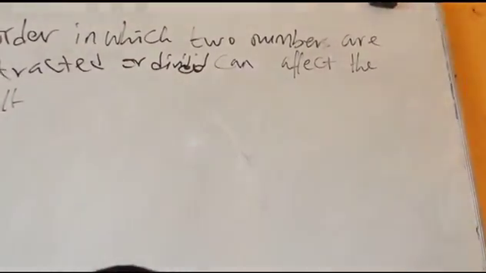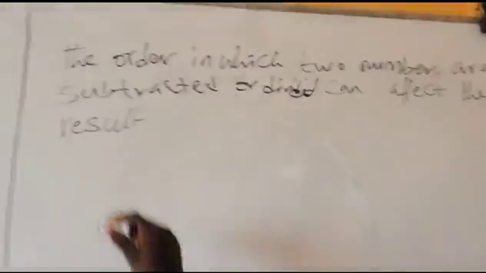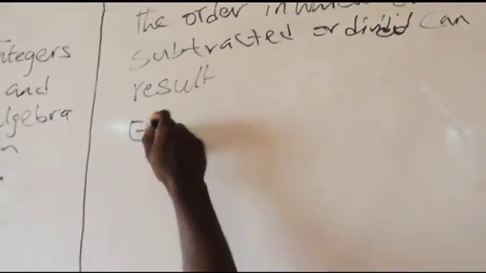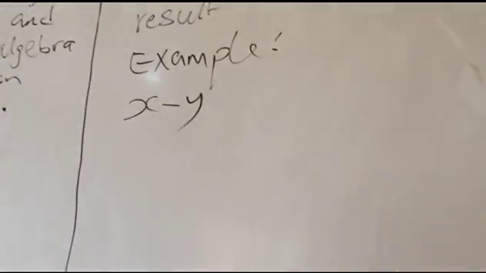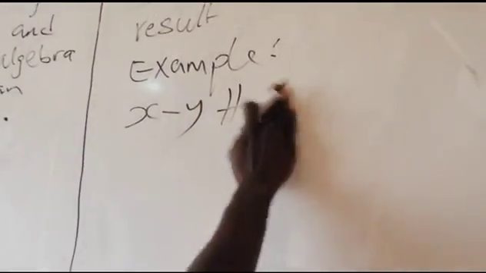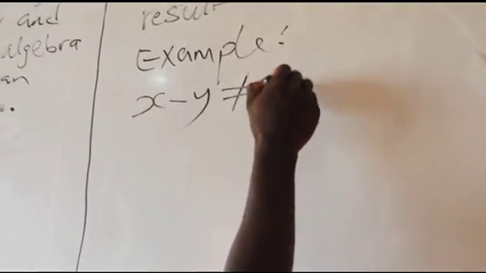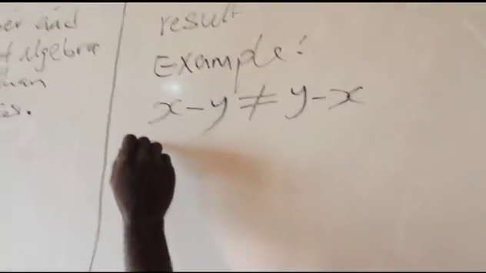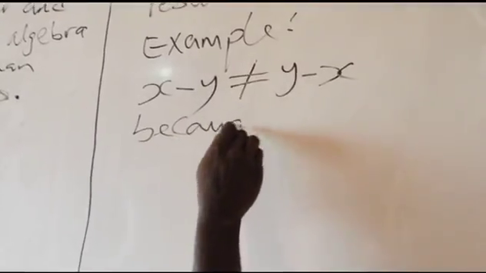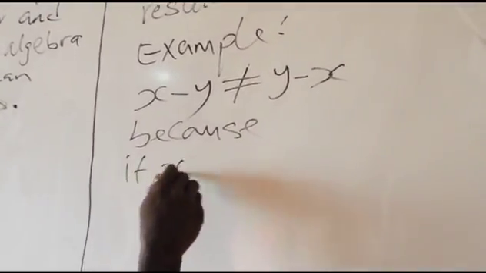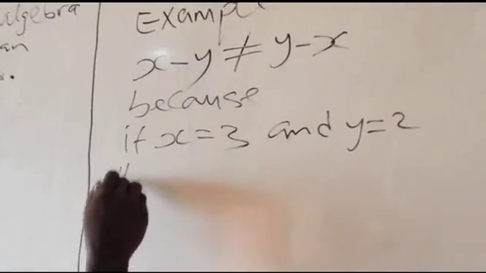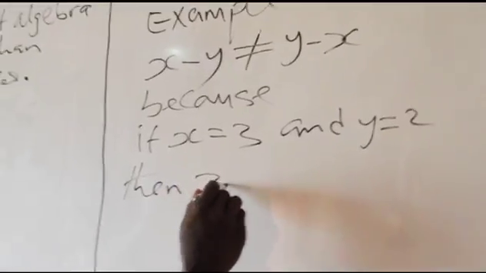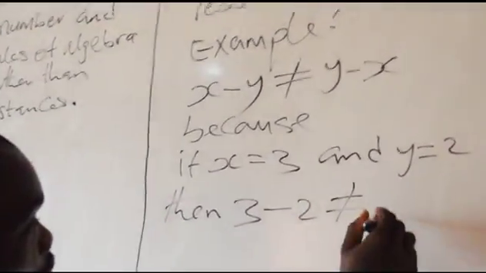The order in which two numbers are subtracted or divided can affect the result. Example: x minus y is not equal to y minus x, because if x is equal to 3 and y is equal to 2, then 3 minus 2 is not equal to 2 minus 3.